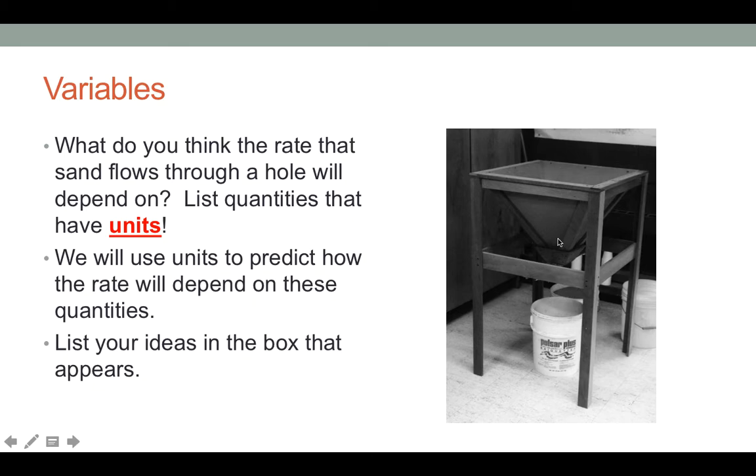I want you to look at the diagram and figure out what measurable quantities you think the rate at which the sand flows out will depend upon. A little box will appear on the side, and I want you to write down the quantities and the units for these quantities in that box. After you've done that, we'll go over the typical suggestions. Remember, the rate is measured in kilograms per second.